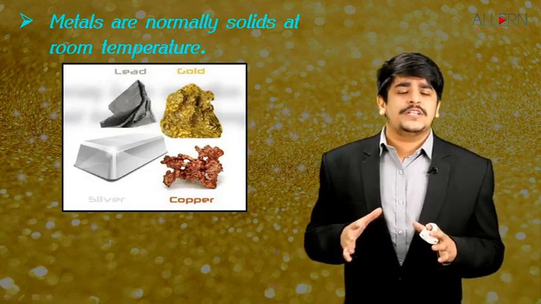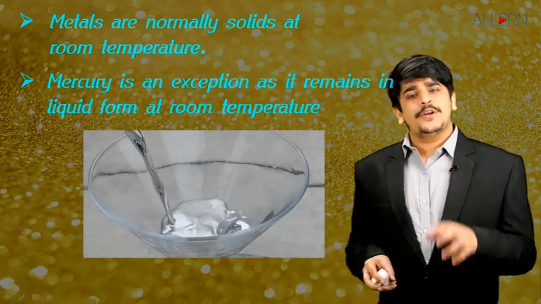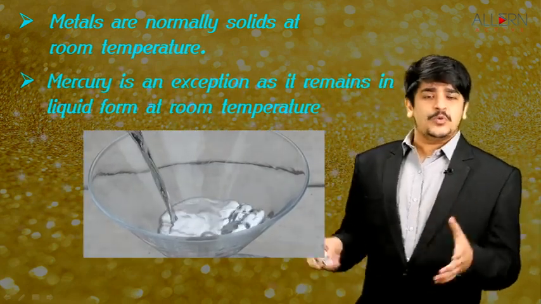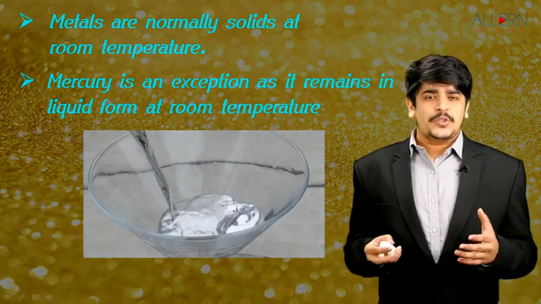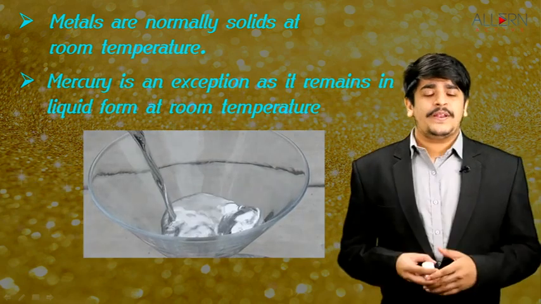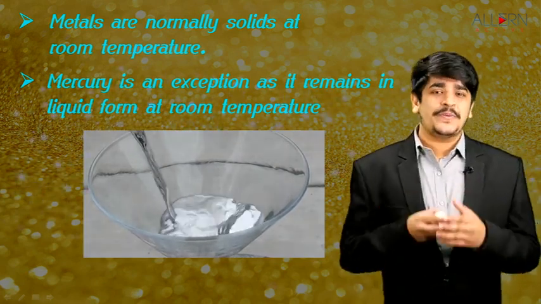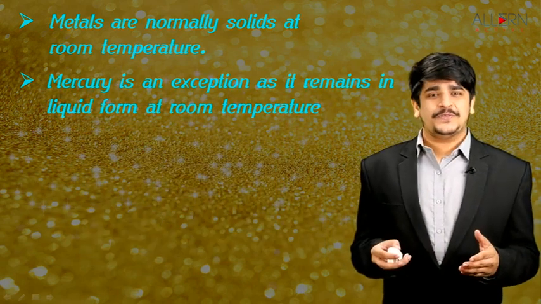Metals are also considered to be solids at room temperature. That's very obvious. Mercury is the exception to this rule, which is considered to be a liquid metal. So most of the metals are solids at room temperature. The one that actually breaks the mold is mercury. Because it's an exception, it is going to remain in the liquid state at room temperature.